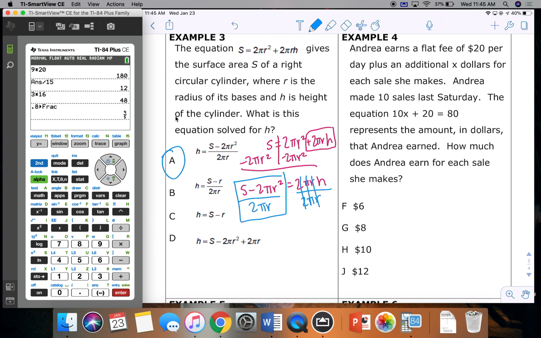Example 4, Andrea earns a flat fee of $20 per day plus an additional X dollars for every sale she makes. She made 10 sales last Saturday. The equation 10x plus 20 equals 80 represents the amount in dollars that she earned. How much does she earn for each sale?